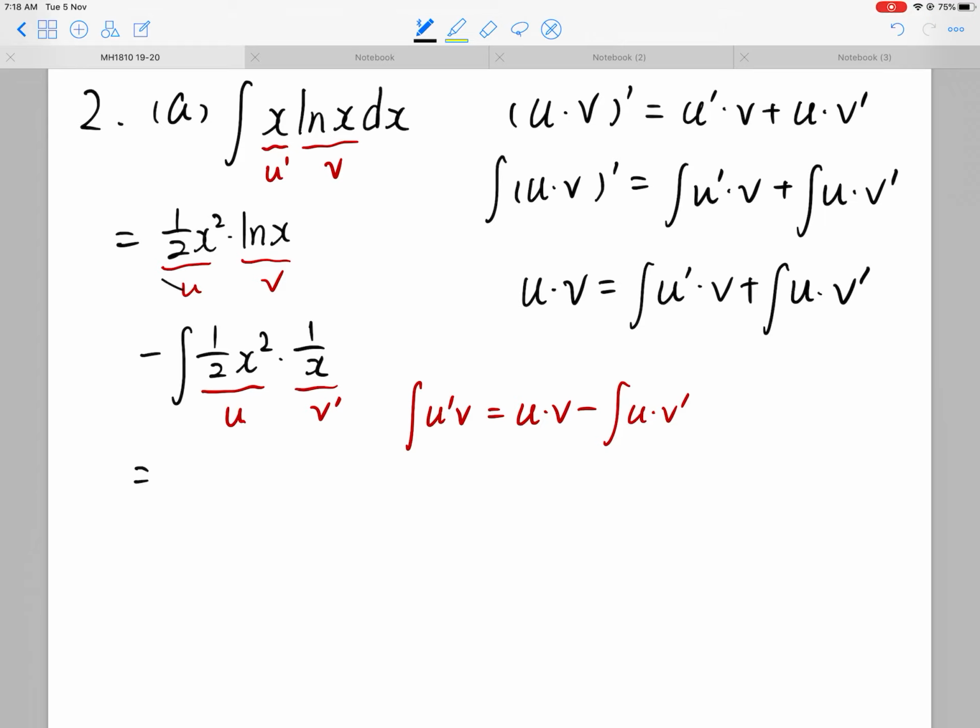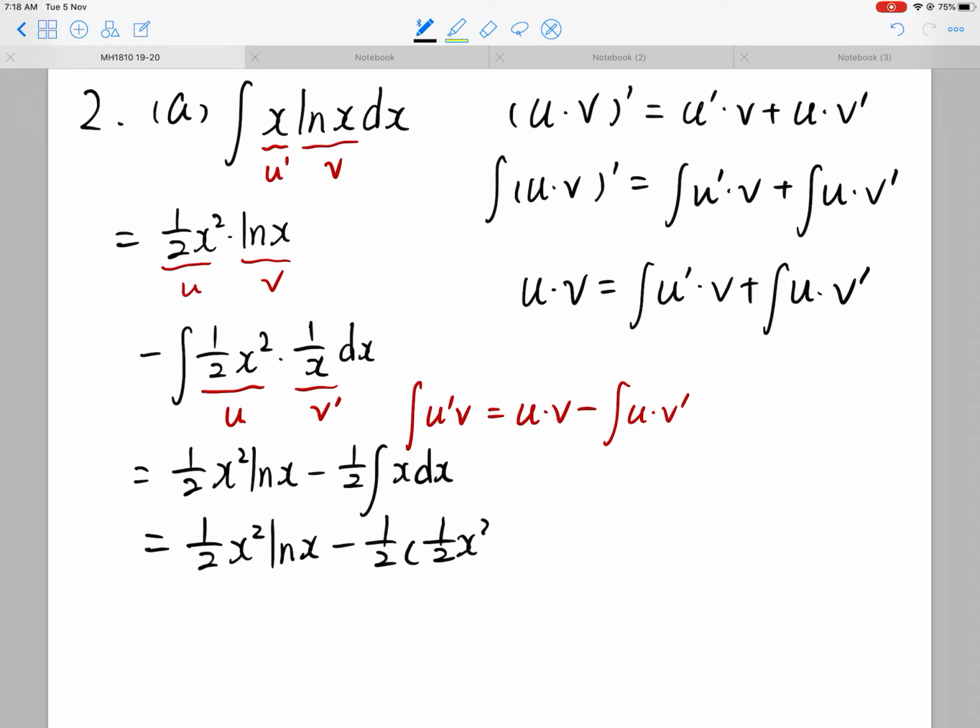But in this way, first this part we don't have to integrate, so just leave it there. And this part, simplify it. Okay, you can always move the constant to the front. Half integration of x dx. And then this part is extremely easy to integrate. Minus half x squared plus c.